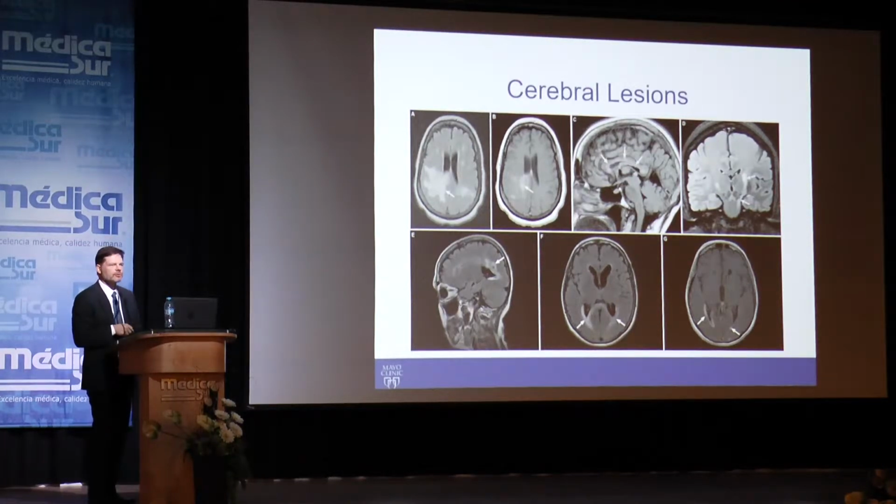Remember that it used to be thought that NMO did not affect the brain, and in fact, early diagnostic criteria required that the brain MRI scan be normal. But now we know, on the basis of the aquaporin-4 serology and some other techniques, that cerebral lesions are pretty common. This is an example of a large confluent subcortical white matter lesion with so-called cloud-like enhancement. Obviously, these lesions look different than what one would see in typical multiple sclerosis.